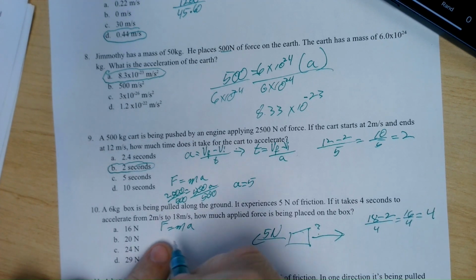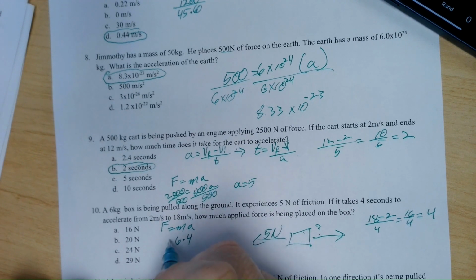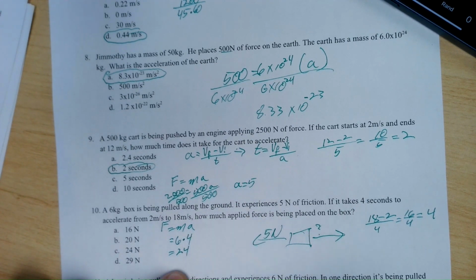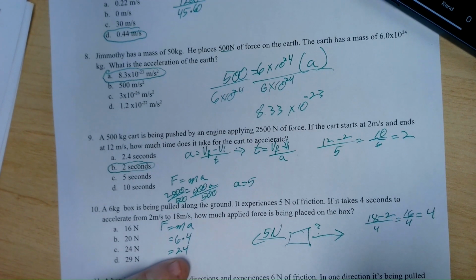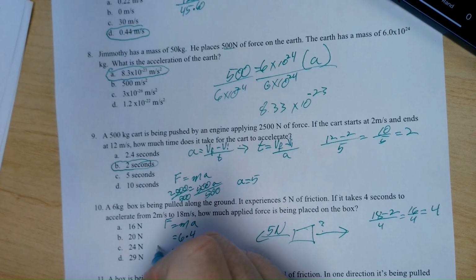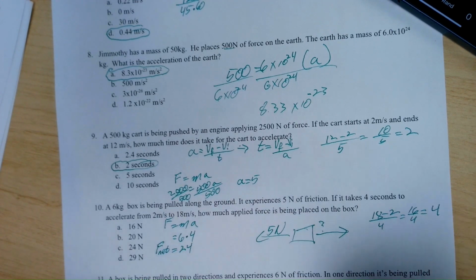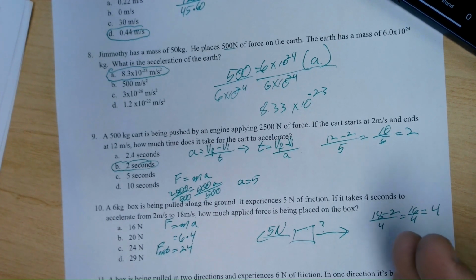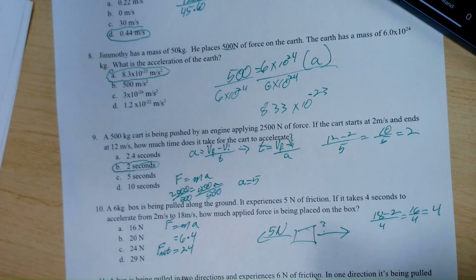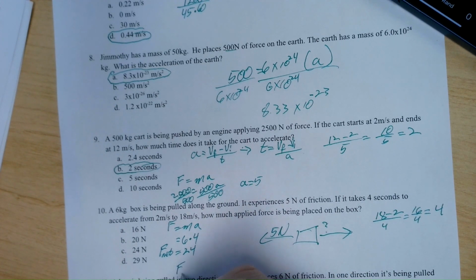So our mass is going to be 6 times 4, and that's going to equal 24. Okay, so that is our mass. So now, or I'm sorry, our force. Now this is our net force. This is the total amount of force that can be on this box once we take into account friction. So we need to add friction to this. So our applied force is going to equal 29.